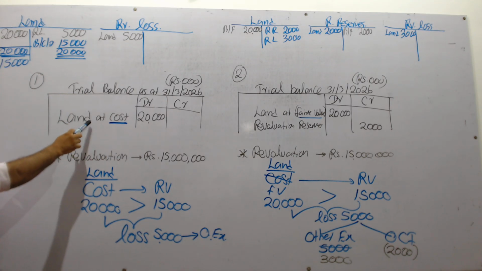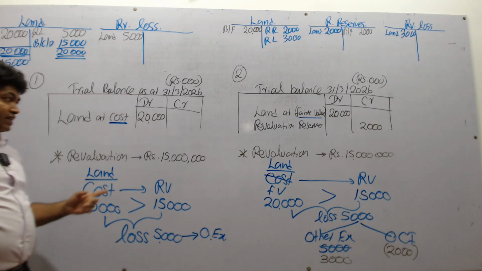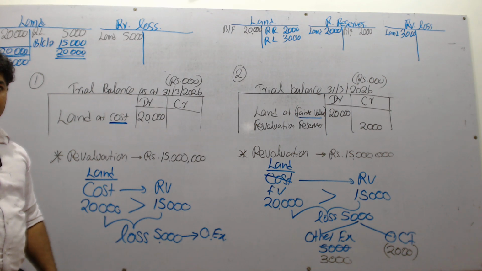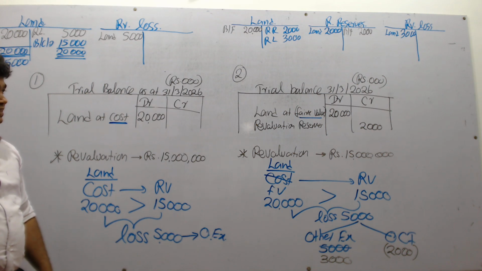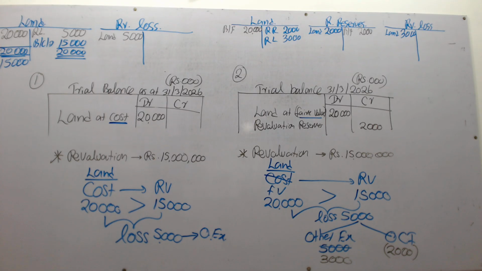Think first-time revaluation as well as second-time revaluation. Land is a non-depreciable asset. The reason for revaluation is to maintain relevance. That is a fundamental qualitative characteristic. As a result of revaluation, the historical cost concept is violated.